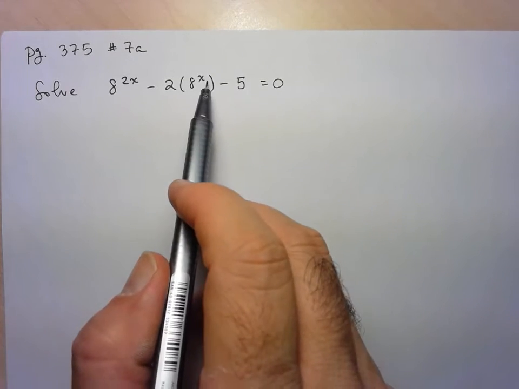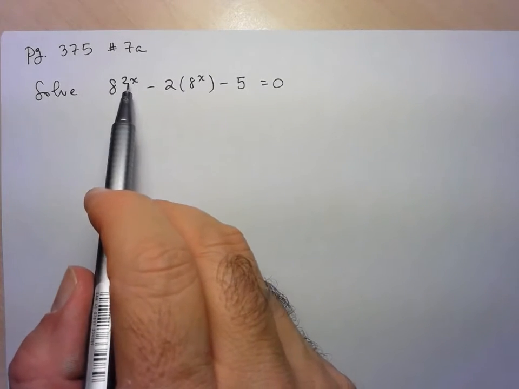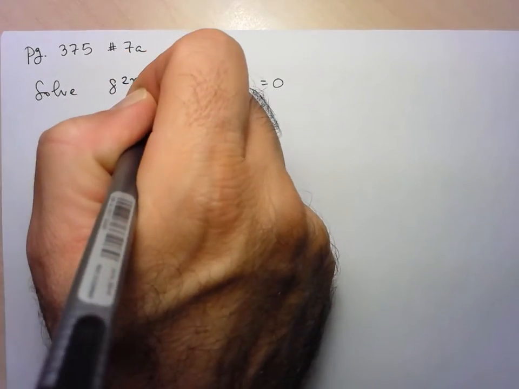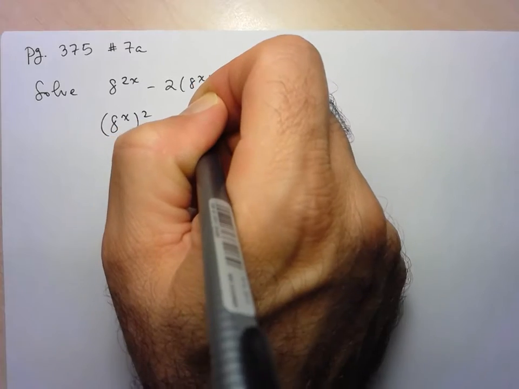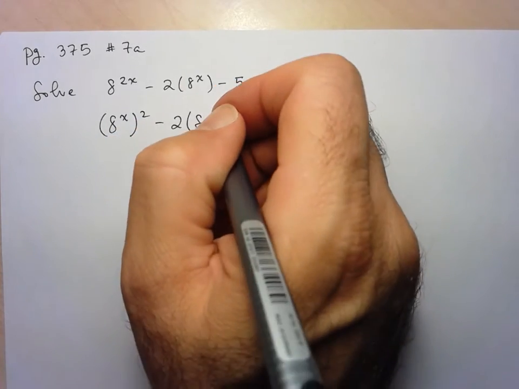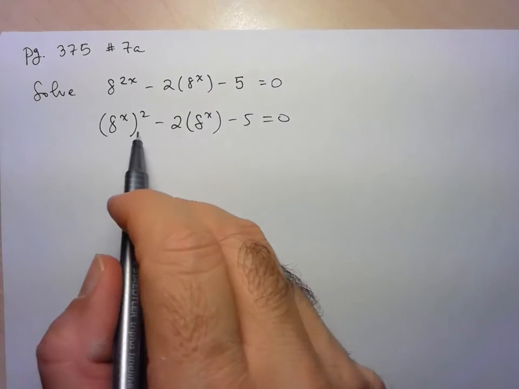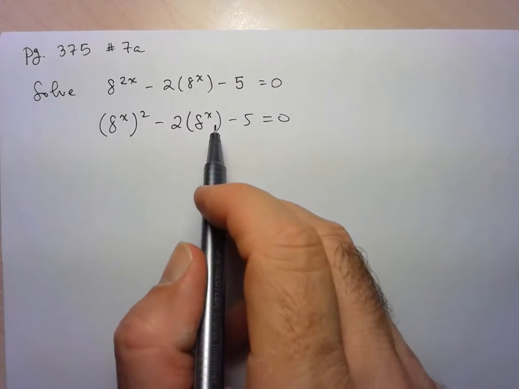Okay, there's an 8 to the x and there's an 8 to the 2x, and that 8 to the 2x can be written as 8 to the x squared minus 2 times this same expression, 8 to the x minus 5, and hopefully you can see that this is starting to look a lot like a quadratic trinomial.